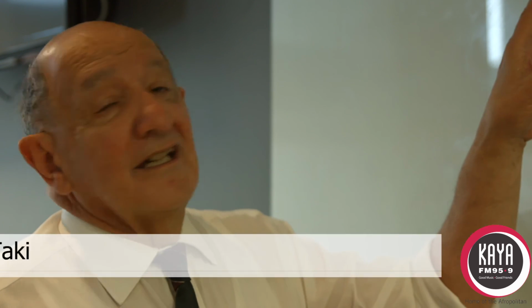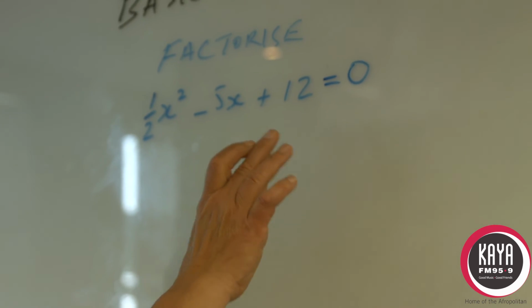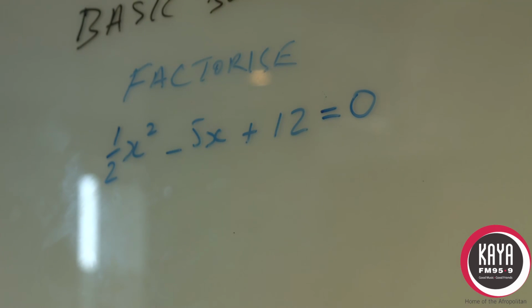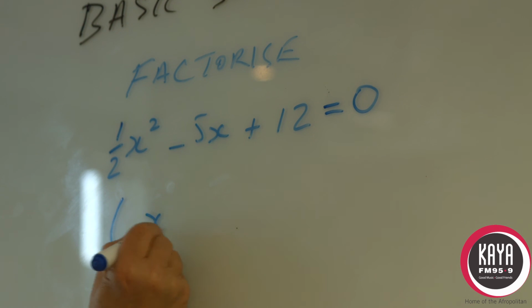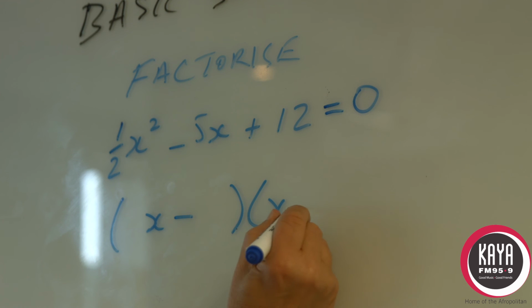Factorize an equivalent matric examination question. Here it looks a little bit more complicated, more challenging. There is a half in front of the x squared. But as we look through the equation, we have a minus and a plus. And we learned from the generalization we'd be using the second general equation. So we're going to have x minus, and we're going to have x minus.